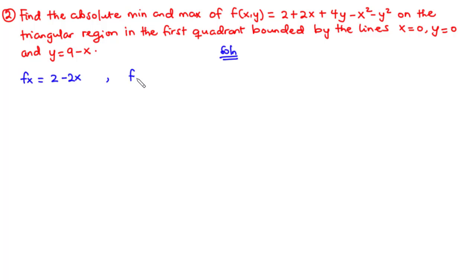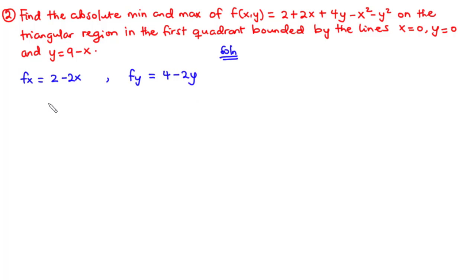Then we move on to fy, first order partial derivative of the function with respect to y. We differentiate the constant, which is 2, and it goes to 0. 2x also goes to 0, and then 4y becomes 4. Negative x squared goes to 0, and then negative y squared becomes negative 2y.